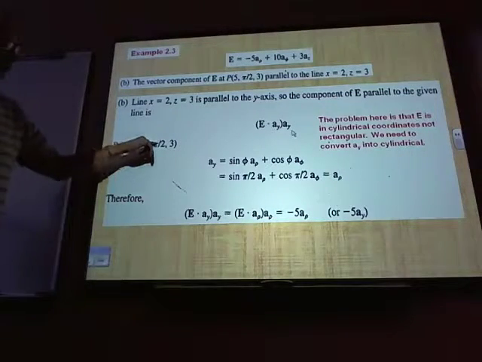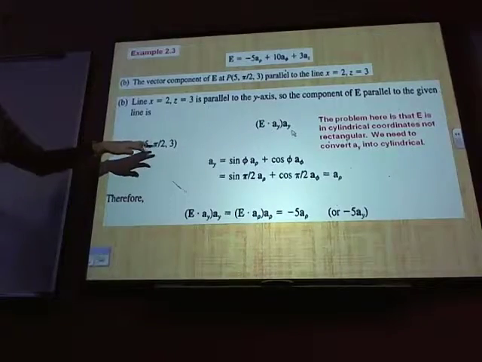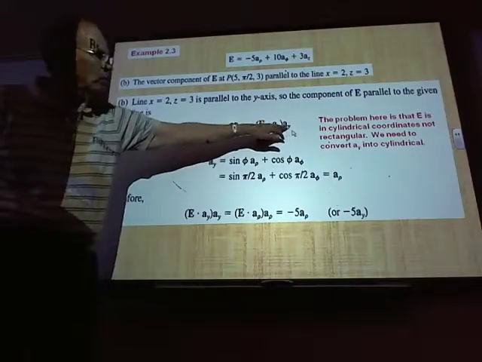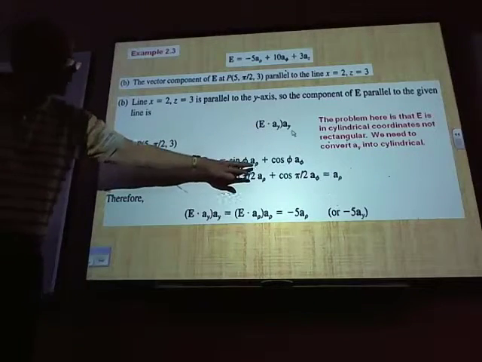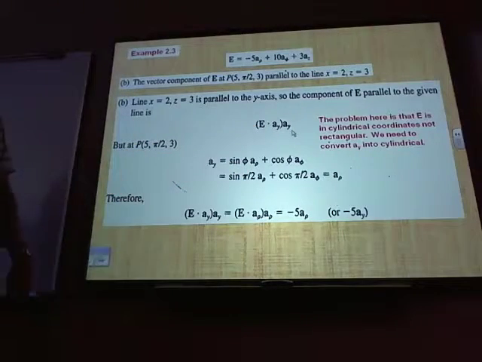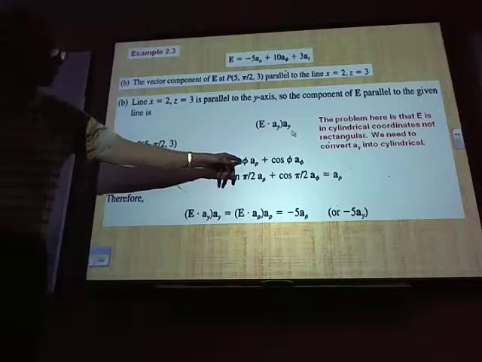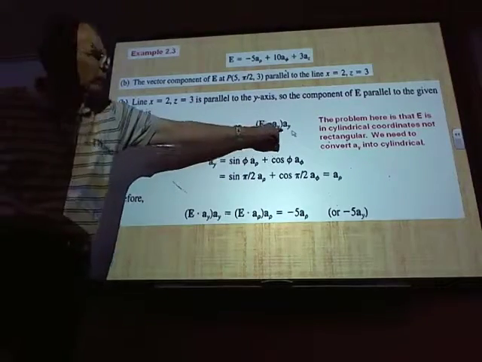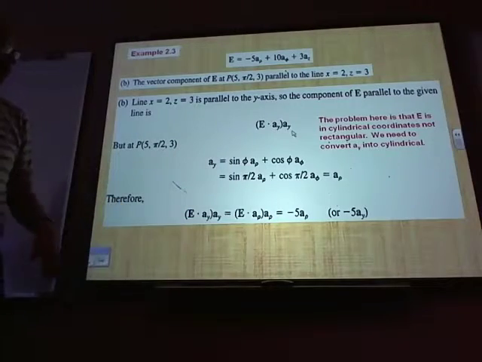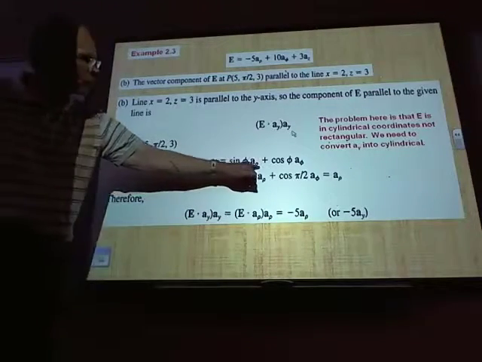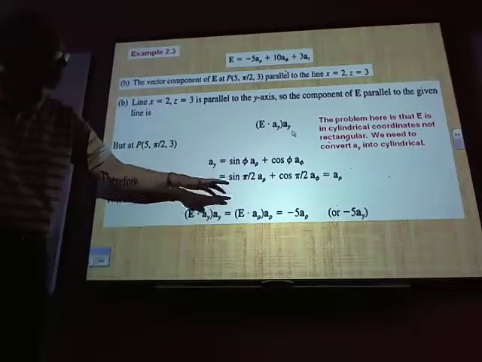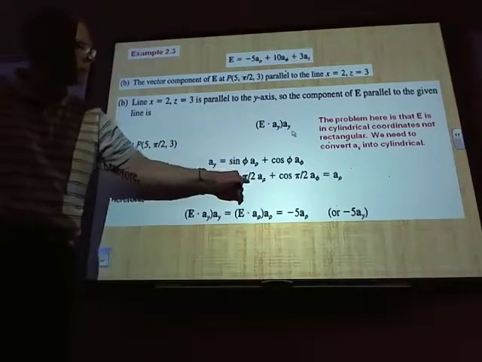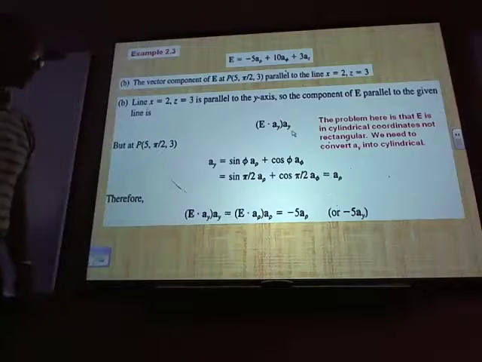Now, at these values right here, we're looking at those 5, I, 2, whatever. We're going to substitute. Here's my a sub y component, but I need to substitute some values in there. So I'm going to put in pi over 2 for phi, and I don't need anything else up there. I want to convert it over to a sub rho and a sub phi. If you notice, cosine of pi over 2 is 0, and this is 1, so I just get an a sub rho out of that.